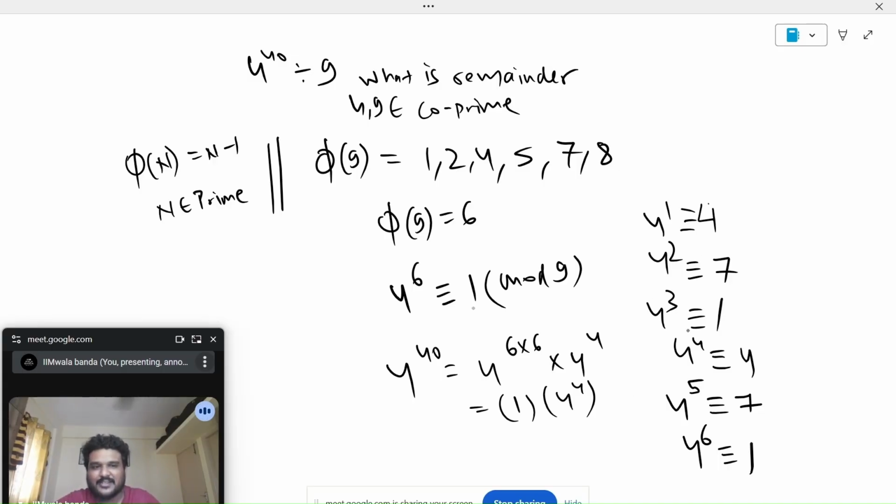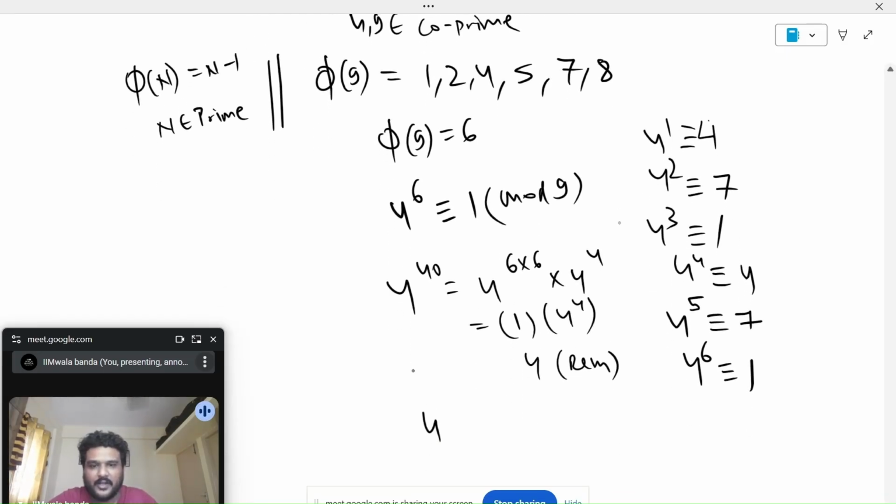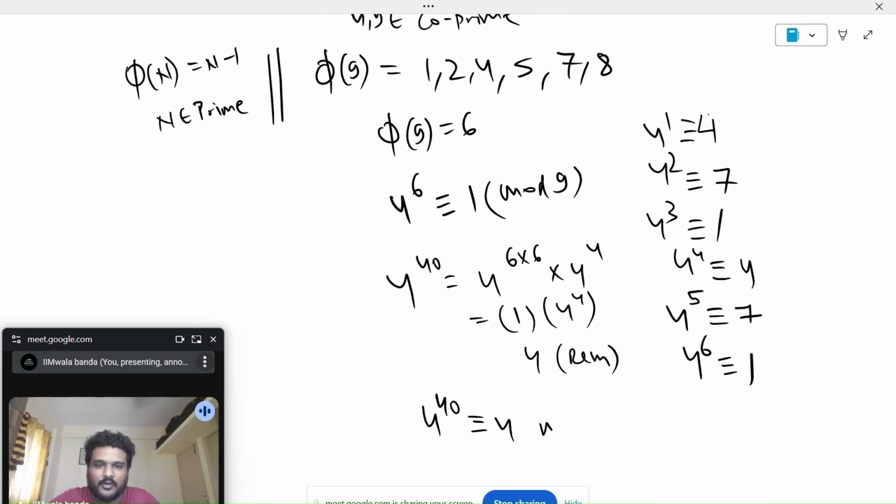This is the cyclicity. Cyclicity of 3. Because I know it has to end at 1. Because I got again 4, I was like 1, 7, 1, 4. What is happening? So I made a mistake. It's 4, 7, 1. So now 4 to the power 40. We got it till 4 to the power 4. So I know the answer is 4. So 4 is your remainder. How do you write that? 4 to the power 40 gives remainder 4 when divided by 9.